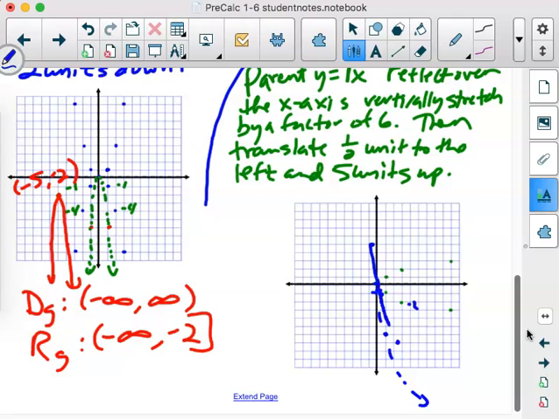So now, again, make sure that it looks like there's a curve going on. There's supposed to be a curve there. And we have all of our transformations taken care of.